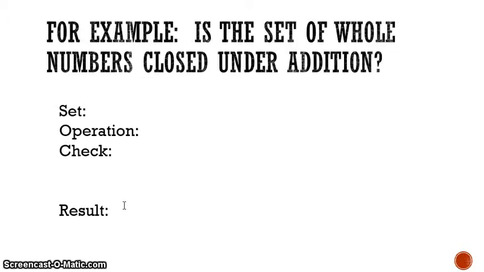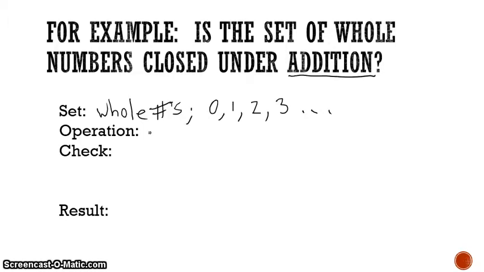So, let's go ahead. Okay, so for example, is the set of whole numbers closed under addition? So first of all, you have to identify your set. Your set is whole numbers. I'm going to use my shorthand here. Now, what does whole numbers mean? Whole numbers are the ones that, if you remember the bubble diagrams back from section 1, start from 0, 1, 2, 3, and keep on going forever in the positive direction. So you're not going to have any negative numbers in the whole numbers set. The operation here is addition.